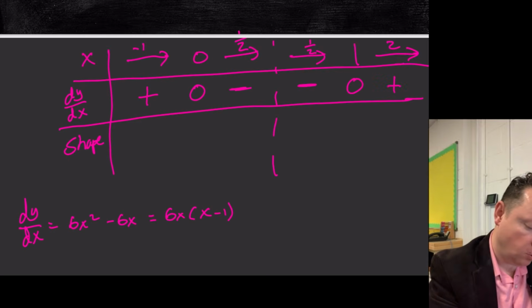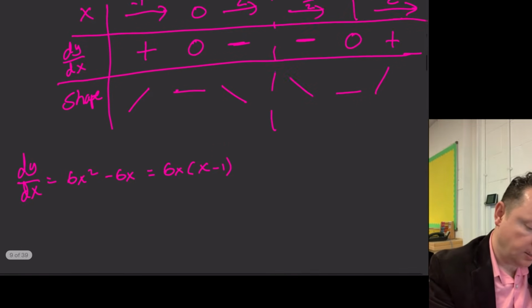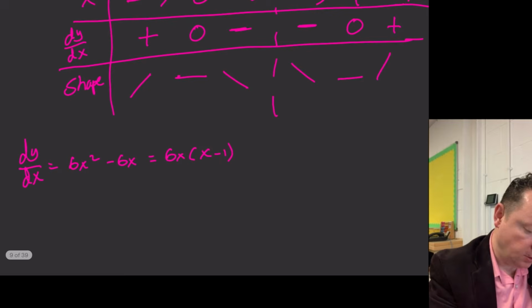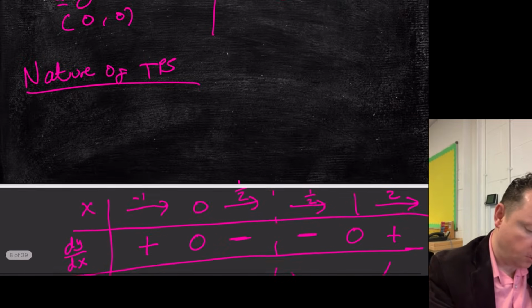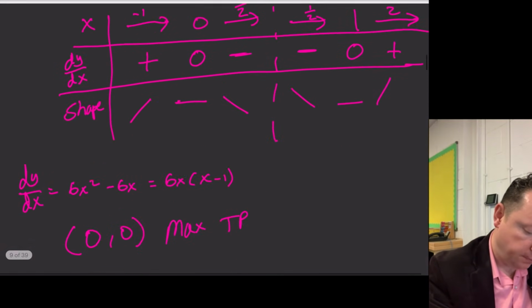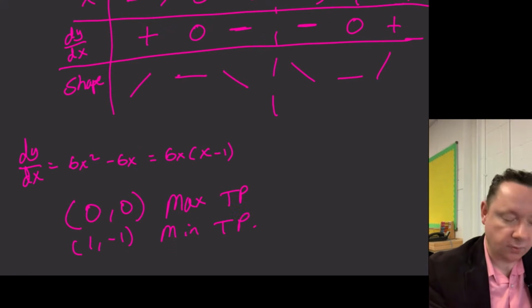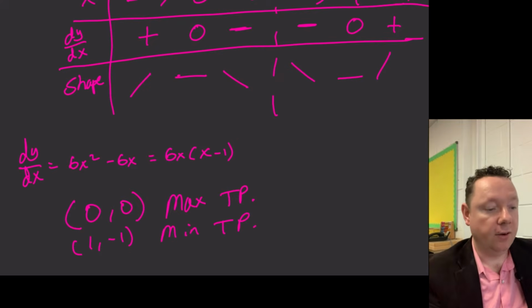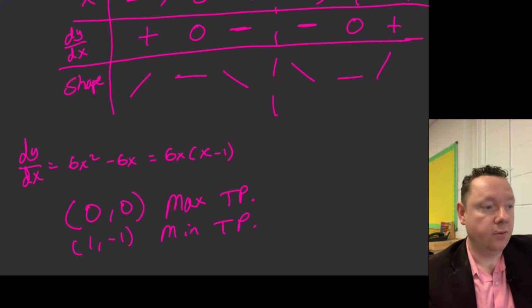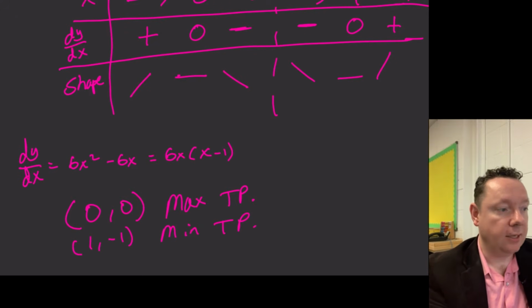So then the shape goes along, up, along, down. And for the second one, down, along, up. So we can say that our turning point, 0, 0, is a max turning point, and 1, minus 1 is a min turning point. So we've now got our turning points, that's the main thing, and therefore the next thing we need to do is find our roots, where it cuts the y-axis and the x-axis.